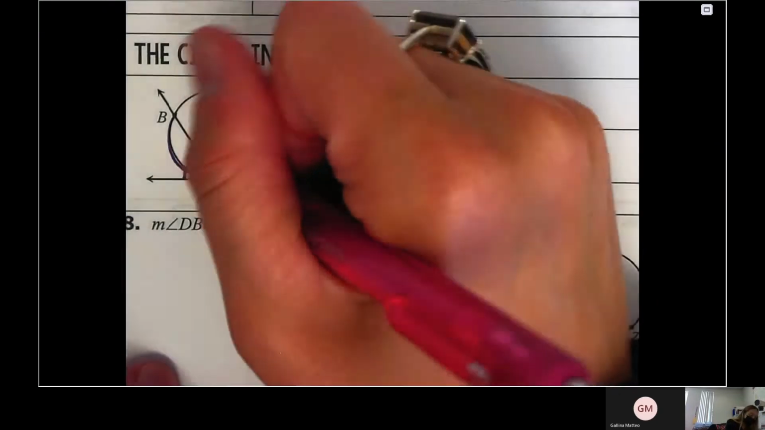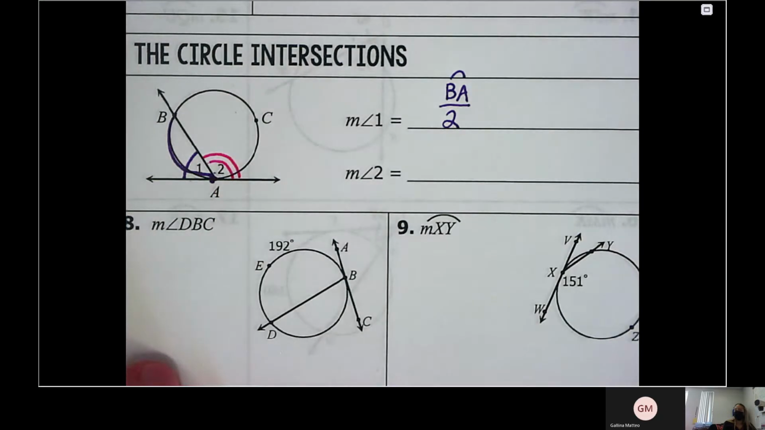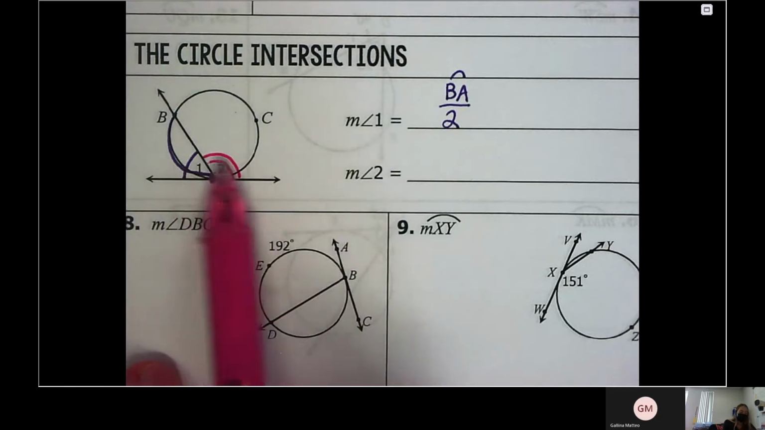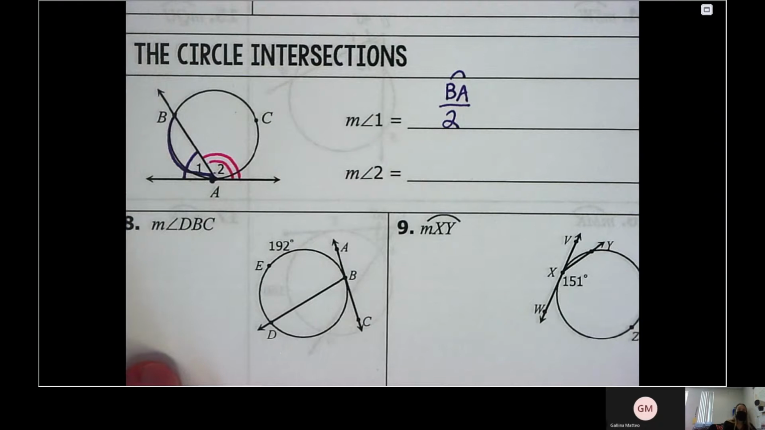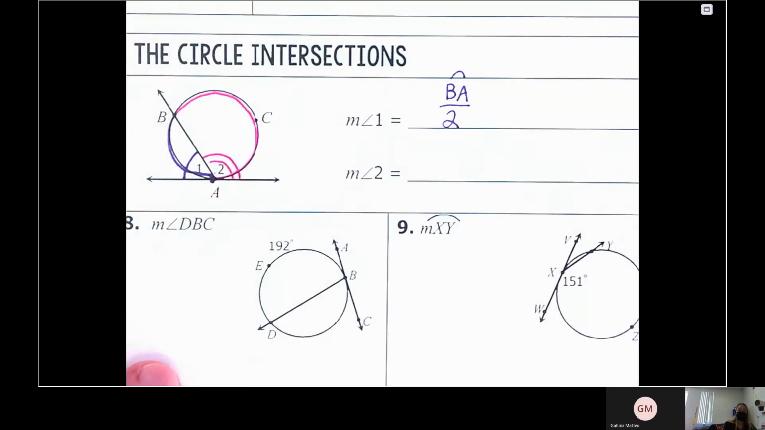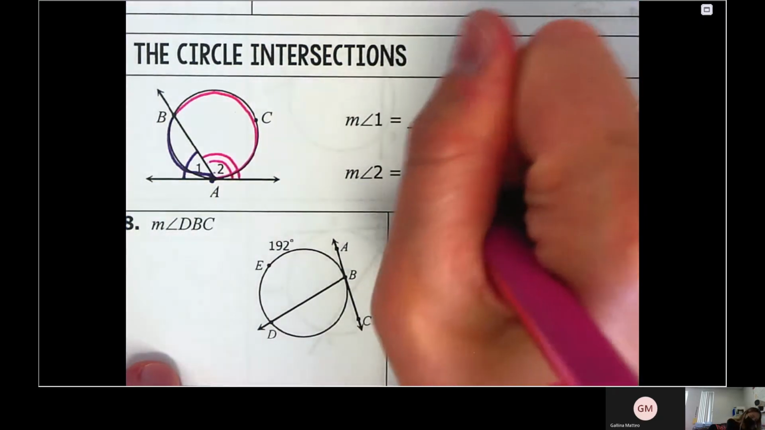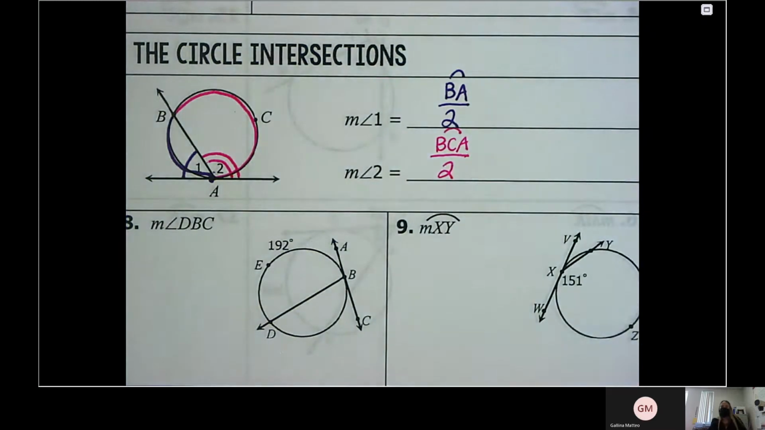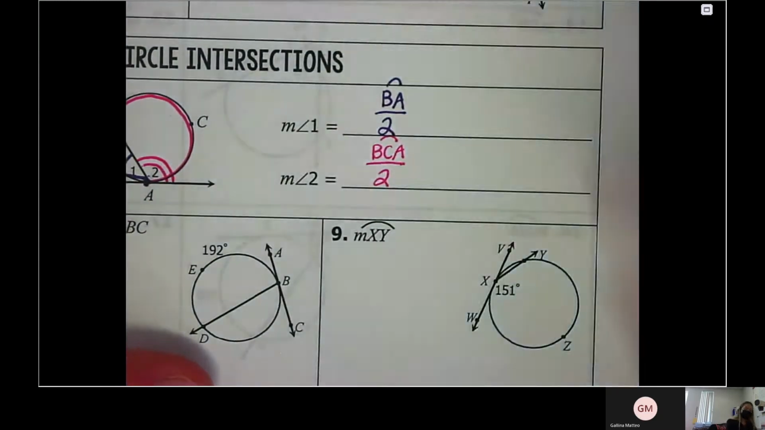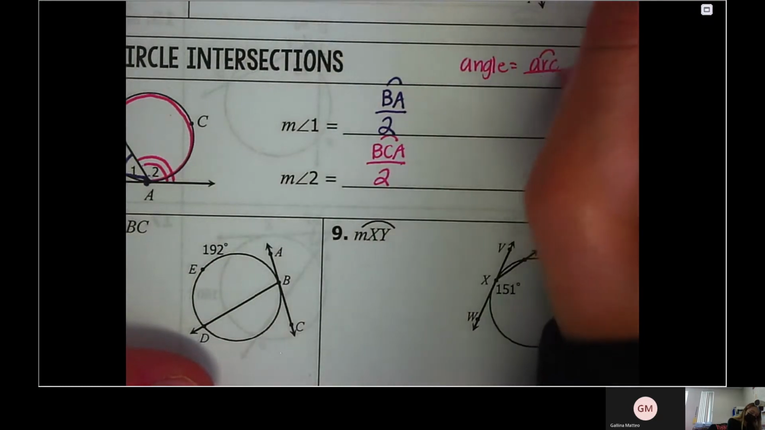Same idea for this angle 2 over here. I need to find the arc that it intercepts and divide it by 2. What's the name of the arc that this angle touches? BCA. Good. So arc BCA, whatever that really big one is, I'm going to divide it by 2. So in other words, my angle equals the arc divided by 2.